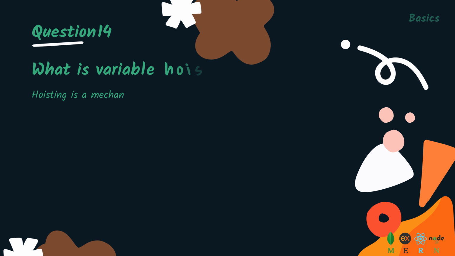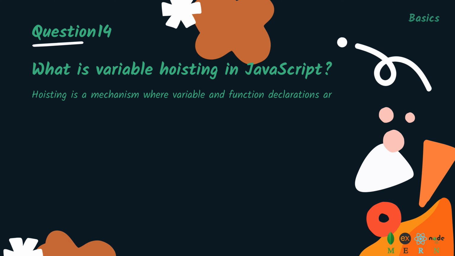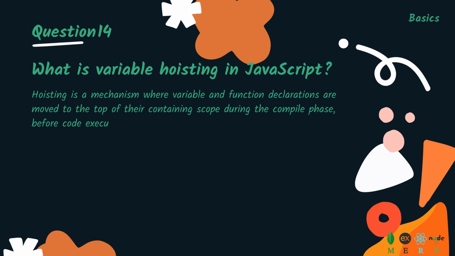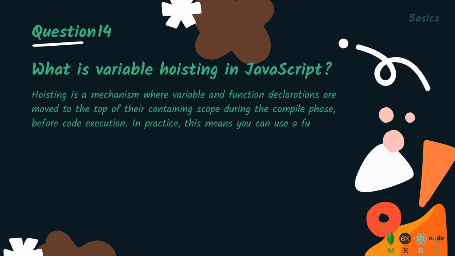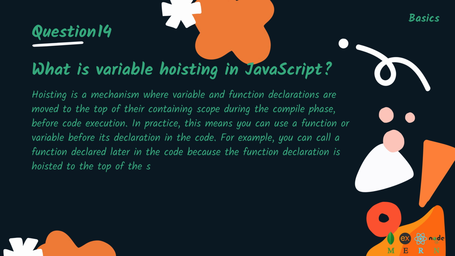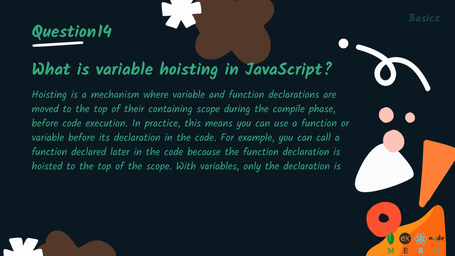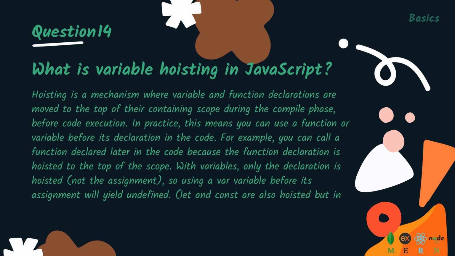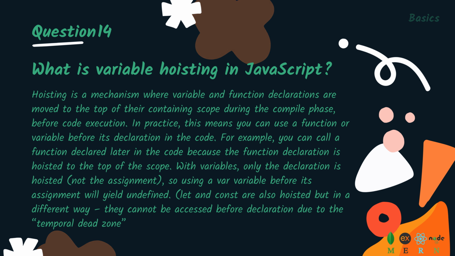What is variable hoisting in JavaScript? Hoisting is a mechanism where variable and function declarations are moved to the top of their containing scope during the compile phase before code execution. In practice, this means you can use a function or variable before its declaration in the code. For example, you can call a function declared later in the code because the function declaration is hoisted to the top of the scope. With variables, only the declaration is hoisted, not the assignment. So using a var variable before its assignment will yield undefined. Let and const are also hoisted, but in a different way. They cannot be accessed before declaration due to the temporal dead zone.